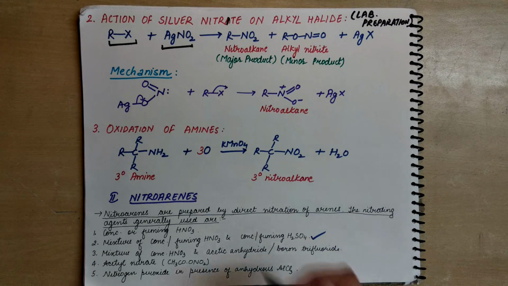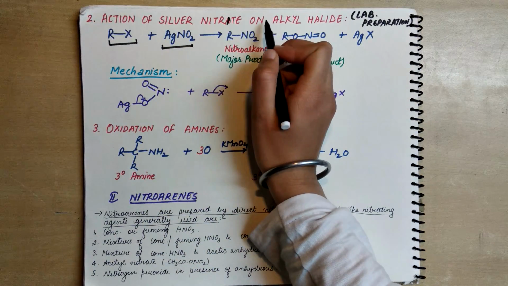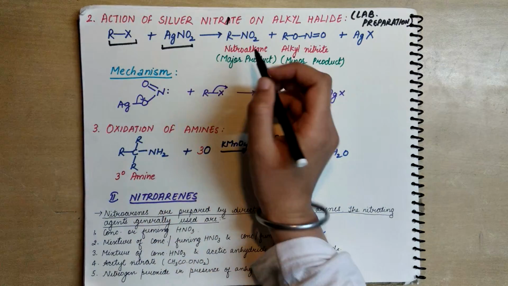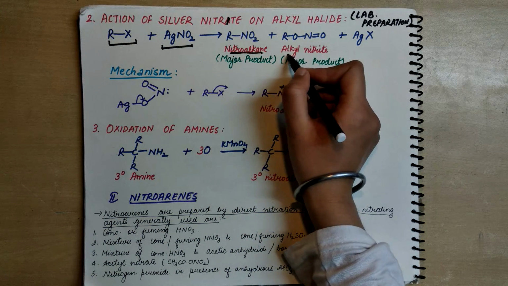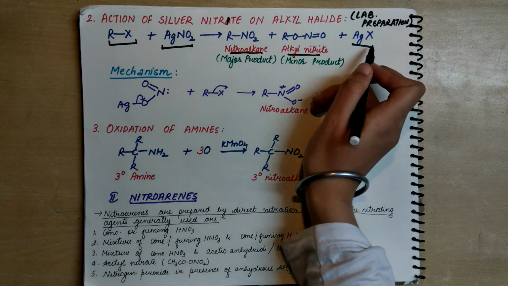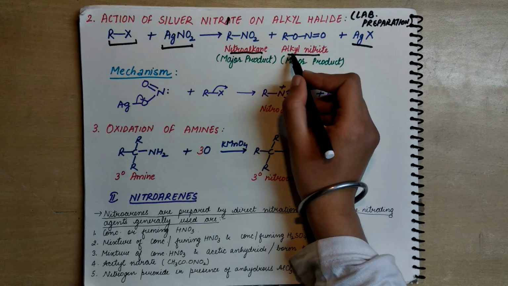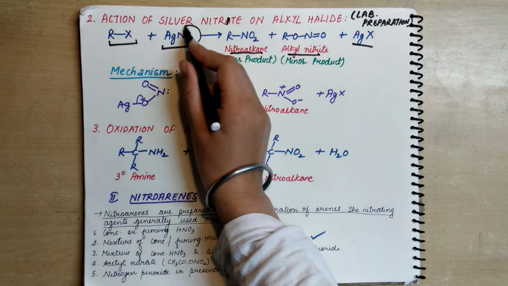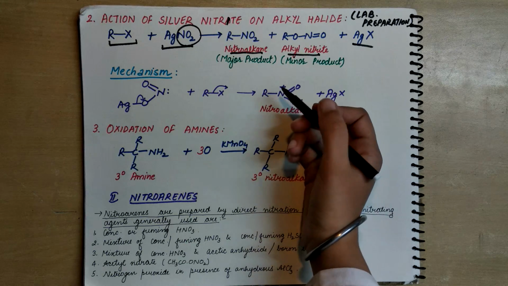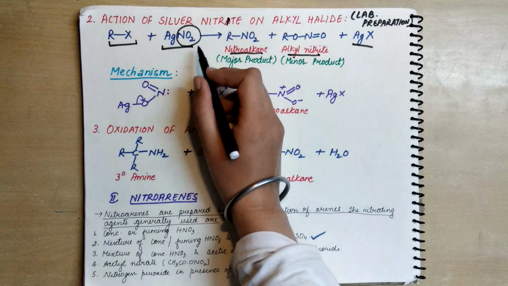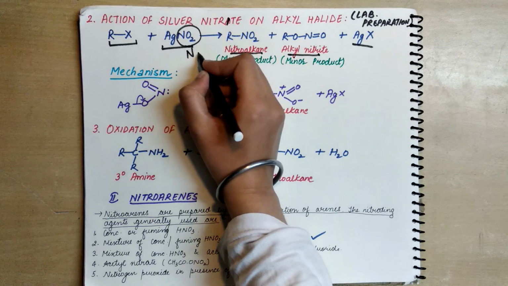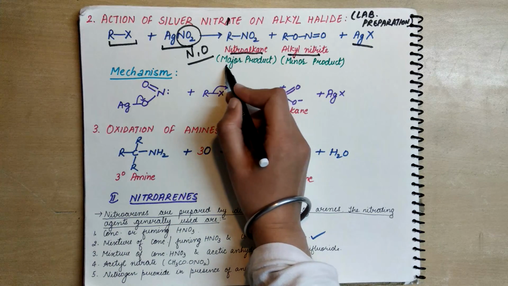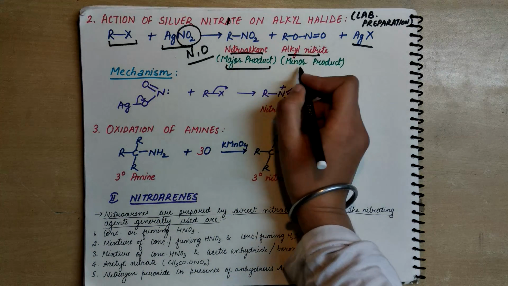The second preparation method is action of silver nitrite on alkyl halide. Here alkyl halide is treated with silver nitrite. So we get nitroalkane and alkyl nitrite plus silver halide. We get here alkyl nitrite plus nitroalkane. That is because nitrite is an ambident nucleophile. So it attacks from both of its coordinating sites, that is either from nitrogen or from oxygen, to get two products. But nitroalkanes are the major products and alkyl nitrite is the minor product.